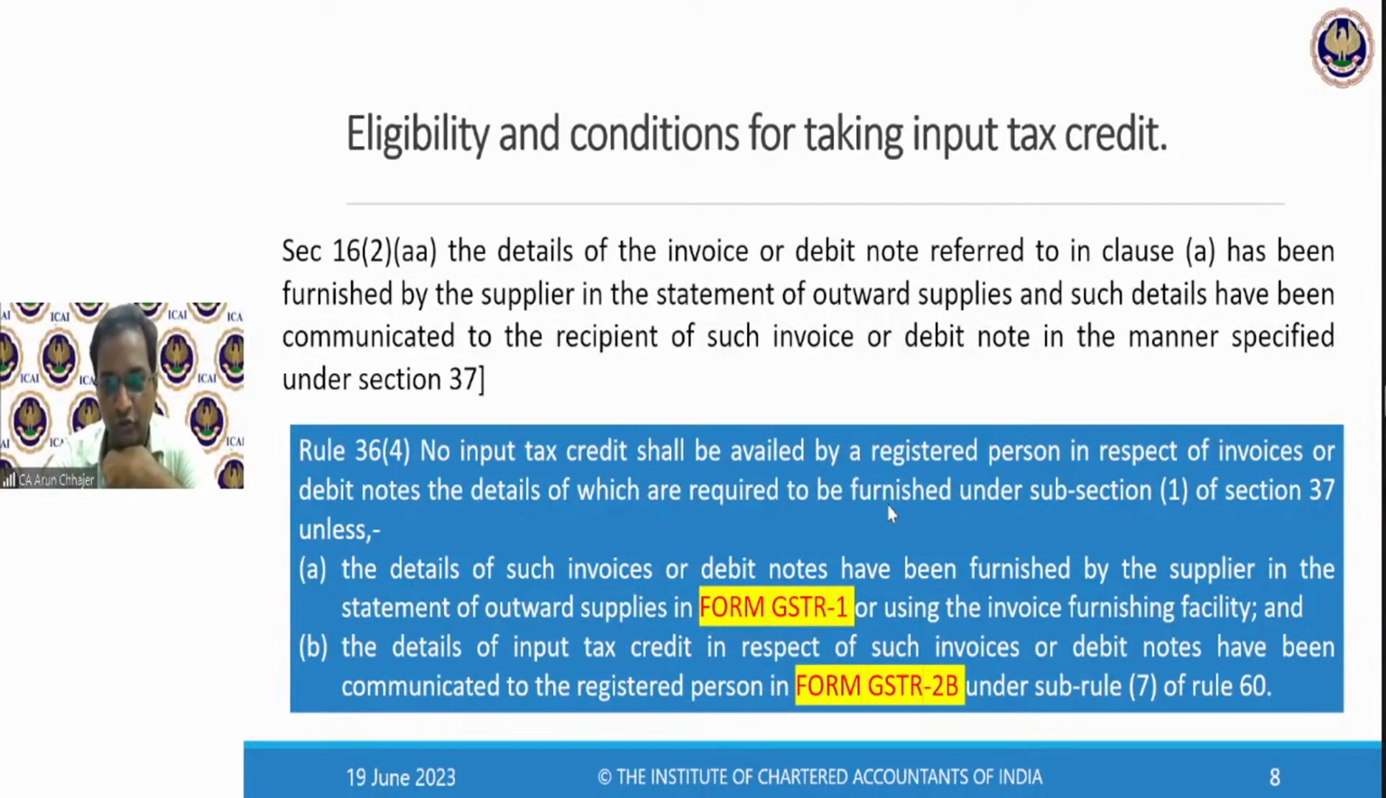Only loss to the recipient. He has to reverse, but there is no benefit to the supplier that he can be able to take the taxes back from the government, or he has to reduce the output tax liability. No benefit given to the supplier. Only loss is to the recipient.